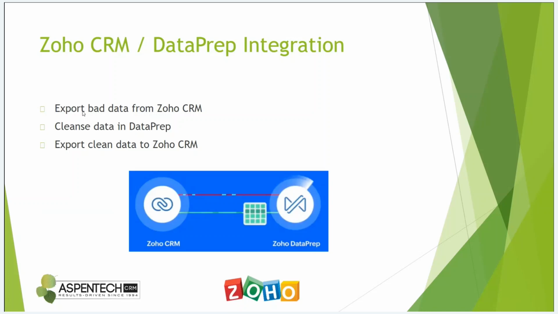And what you can now do is export bad data from Zoho CRM into Data Prep. You can clean that data up over in Data Prep. And then you can take all that clean data that you have back from Data Prep into Zoho CRM. So it's a pretty powerful method of cleansing the data that you have in your CRM. This is not necessarily a deduplication tool. It's more about creating consistency within the data, say within certain fields that you have on these records.